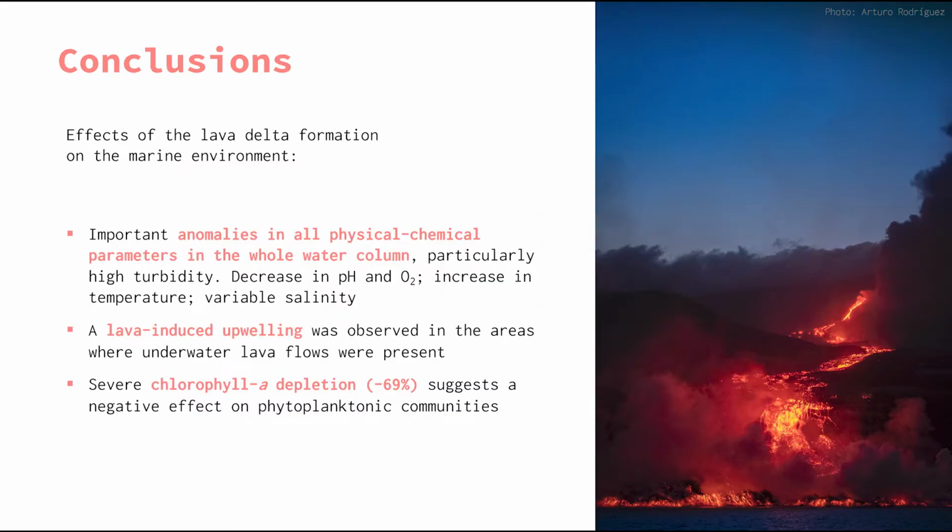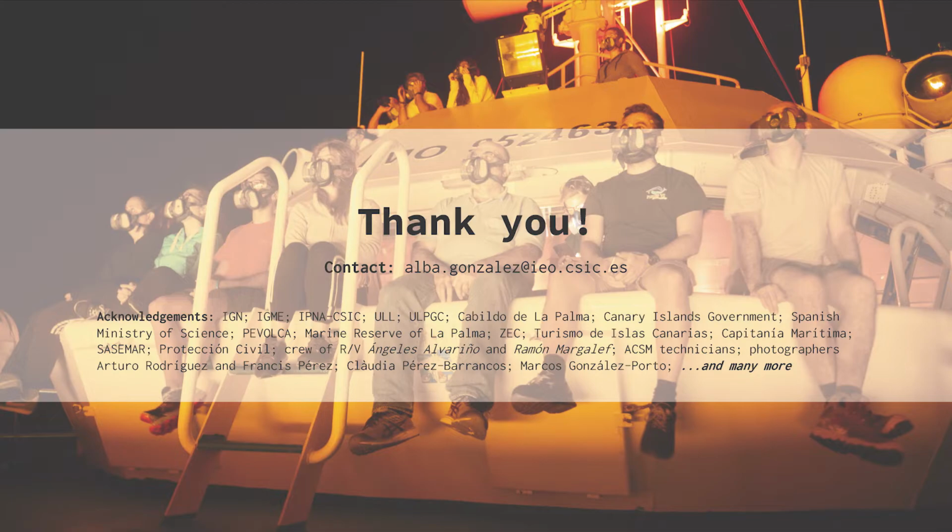And yes, just to conclude, the effects of the lava delta formation on the marine environment were, first of all, anomalies in all the physical and chemical parameters in the whole water column, particularly a very high turbidity and also decreasing pH and oxygen, temperature increase, etc. There was also a boiling effect caused by the arrival of lava, and there was a severe depletion of chlorophyll of up to 69%, which suggests a negative effect on the phytoplankton communities. That's all. Thank you so much.